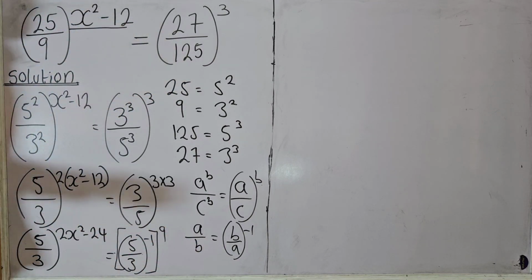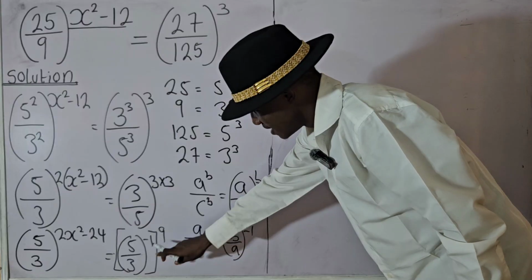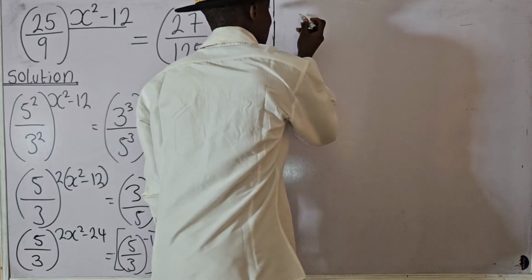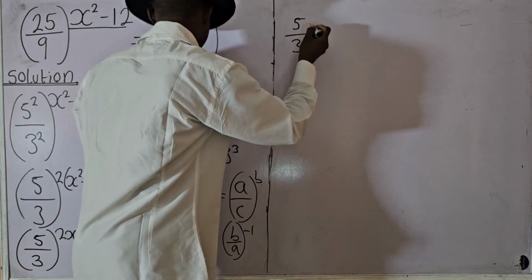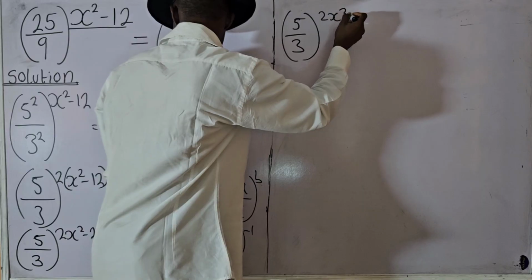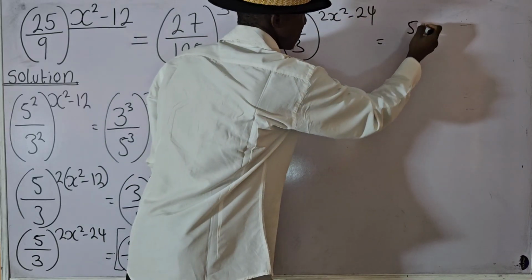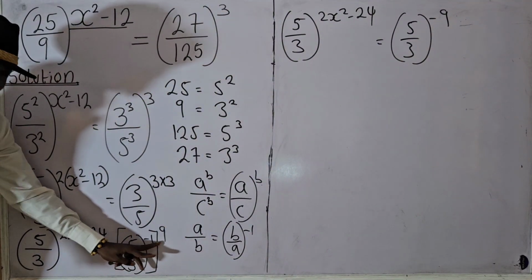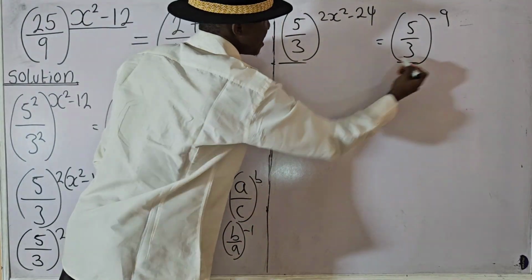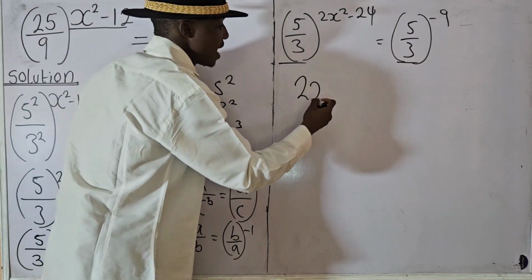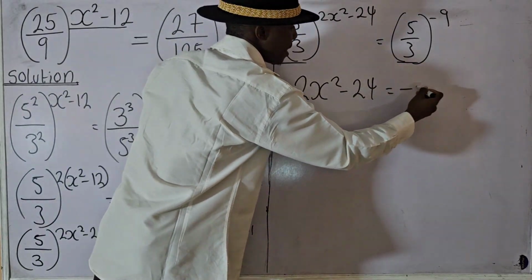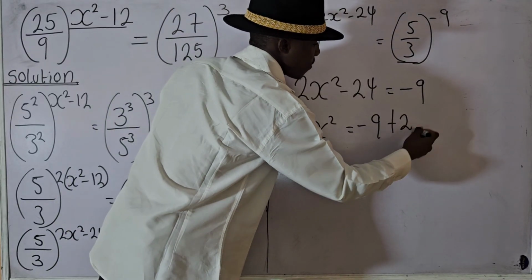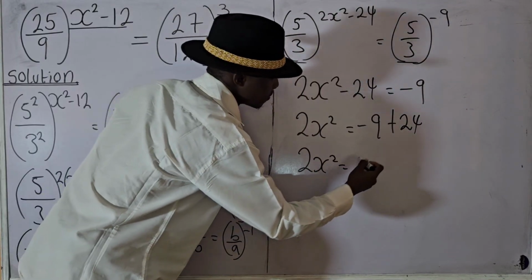The next step is that, looking at this, the negative 1 will be affected by this 9. So what are you going to have? You're going to have 5 over 3 raised to the power of 2x² − 24 equal to 5 over 3 raised to the power of negative 9, because you're going to take the product of this negative 1 and 9. Now, because the bases are the same, we can set the powers equal. So I'm going to have 2x² − 24 equals −9, right? 2x² is equal to −9 + 24. 2x² is equal to 15, right?